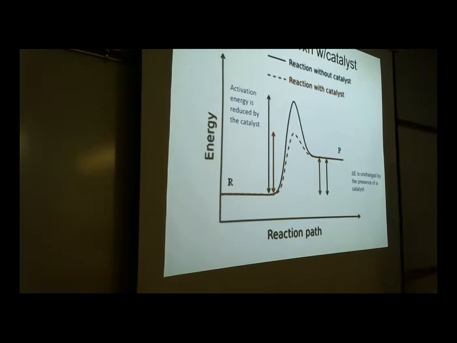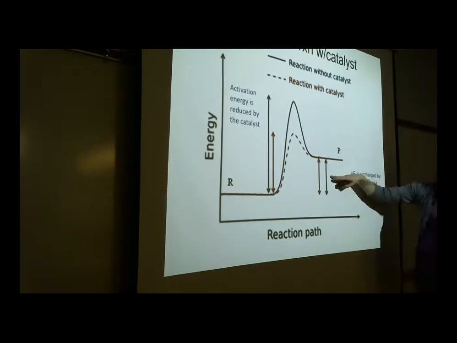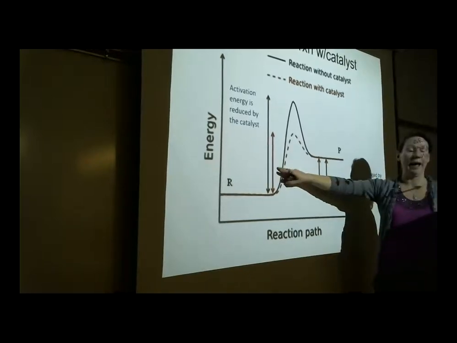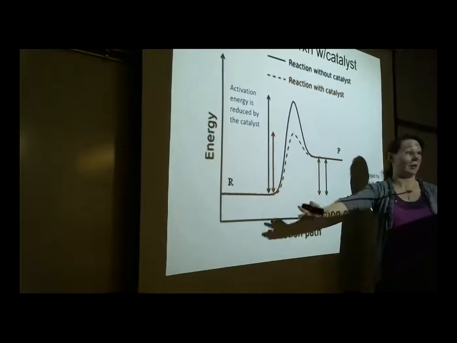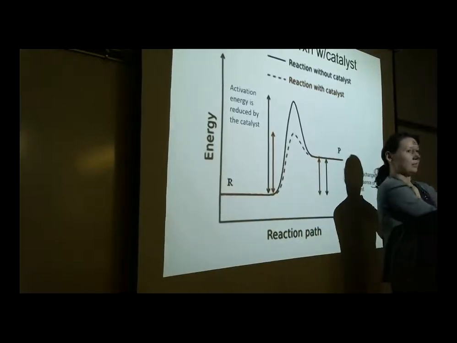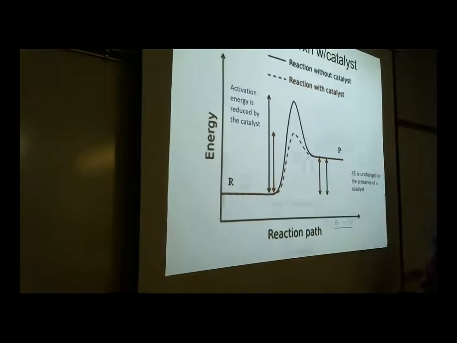Okay, make sure you understand the difference here. A catalyst does not change delta E. It's not going to change delta E at all. It's only going to change that activation energy because it offers a different pathway. Here, go down this way, lower activation energy. Or you can stay uncatalyzed and go down this way.